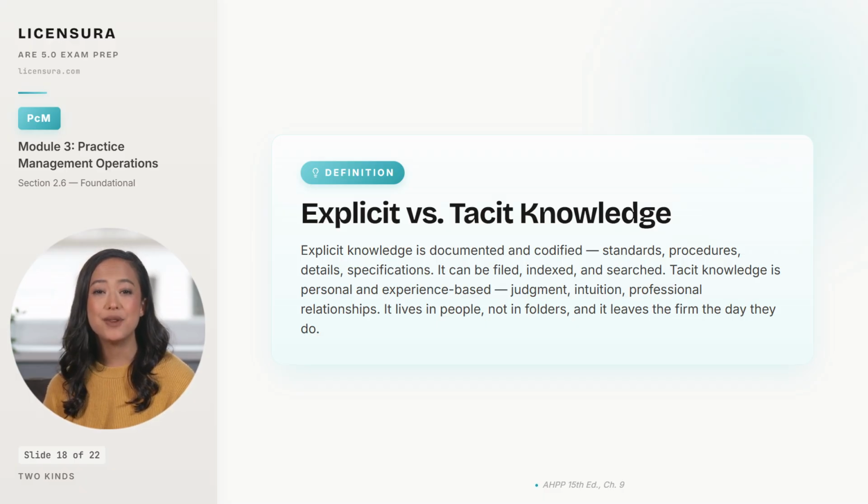It is personal and experience-based. The senior architect's judgment about when a client is about to escalate, the project manager's intuition about which contractor will deliver on a tight schedule, the principal's relationship with a key consultant built over 15 years. Tacit knowledge lives in people, not in folders. And the moment those people leave the firm, the tacit knowledge leaves with them, unless someone has deliberately converted it into something explicit while there was still time. Both kinds need a system around them, and the AHPP describes a 5-stage process that handles each one.